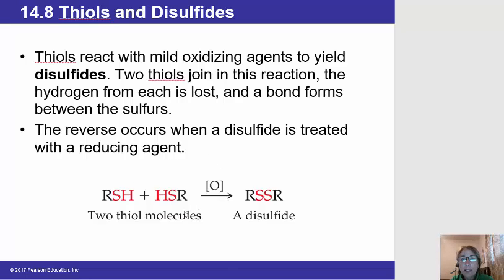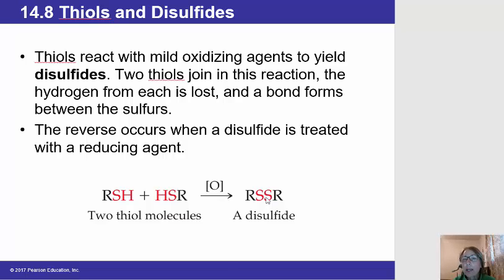So let's look at this example here. We have two thiol molecules where R indicates the rest of the molecule, and the thiol functional groups are highlighted in red. When these two react in the presence of an oxidizing agent, which is symbolized by this capital O in brackets, we form a disulfide. So each sulfur retains the rest of the molecule that was bonded to it. It loses the hydrogen, and the two sulfurs form a single bond to form what's known as a disulfide.